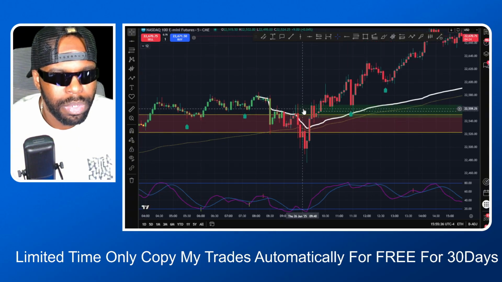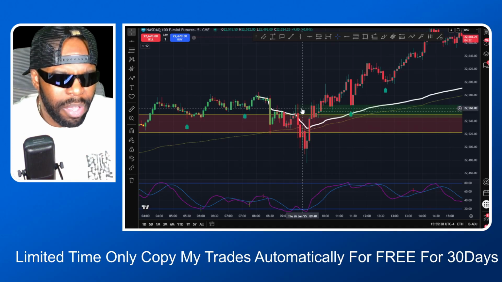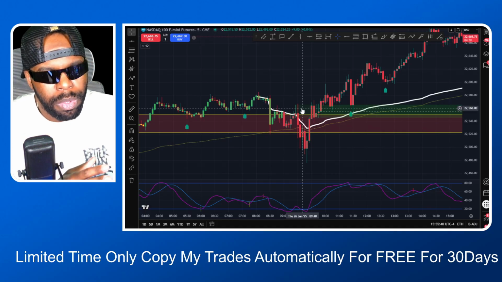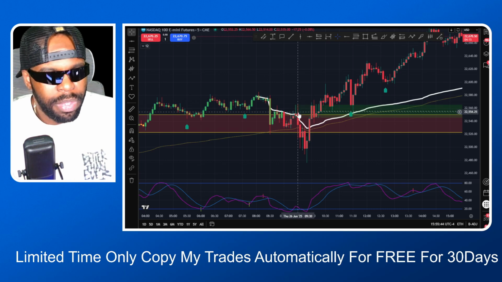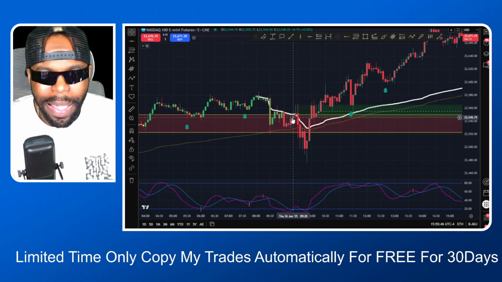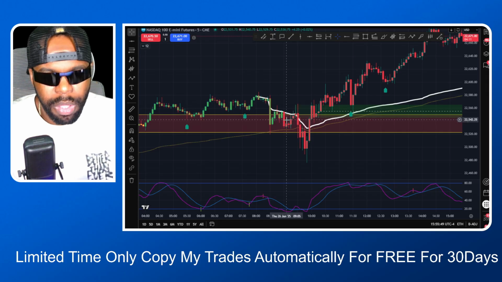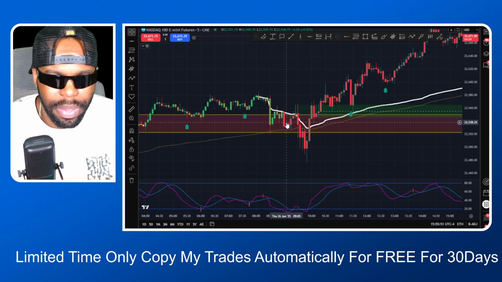The VWAP basically helps me determine who's in control. When price is above a certain VWAP, that means buyers are in control. When price is below a certain VWAP, that means sellers are in control.